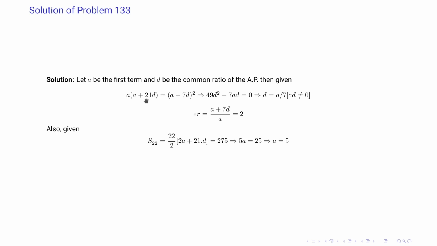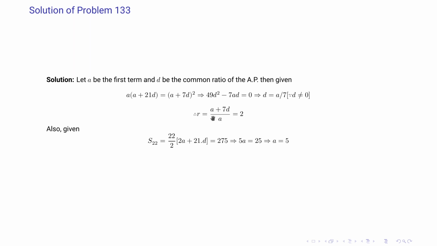This side 21ad will be left, and this side 49d square plus 14ad will be left. So when we bring 21ad from here, it will give us minus 7ad. So we take 7d common from this, and d is not equal to 0. We will be left with 7d minus a is equal to 0, that is d is equal to a by 7. Once we have this d, we can write r is equal to the 8th term of the AP by the first term of the AP, because these two are consecutive terms of the geometric progression. We substitute d is equal to a by 7. This becomes, numerator becomes 2a and denominator is a, so common ratio is 2.